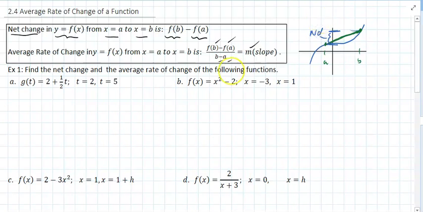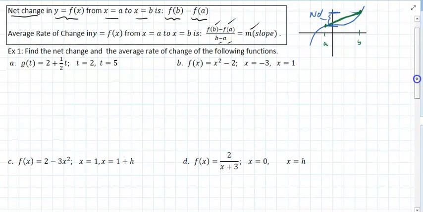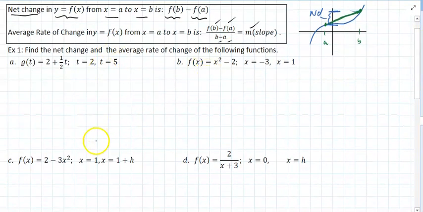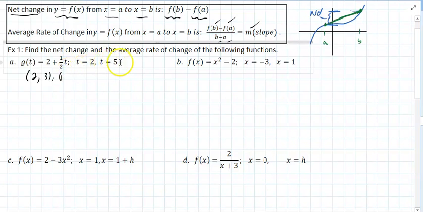So I have one example that has a lot of parts. Find the net change and the average rate of change. Well, net change is simply, if x equal 2, put 2 in there. That will be 2 plus 1, which is 3. And if x equal 4, y would be half of 4 is 2 plus 2. That is also a 4. So the net would simply be 4 minus 3, which is 1.